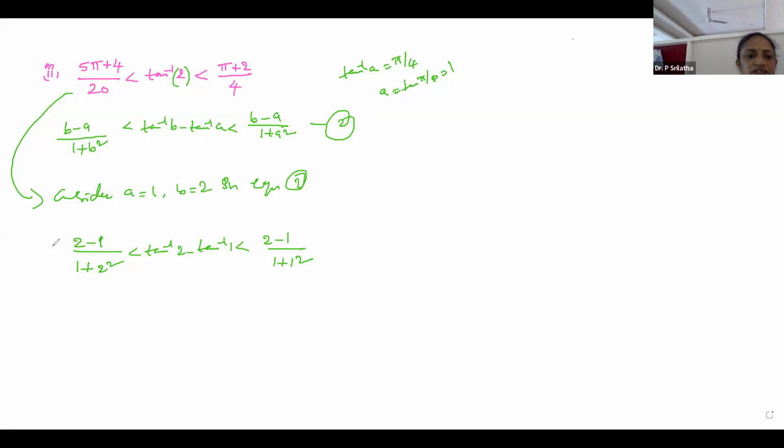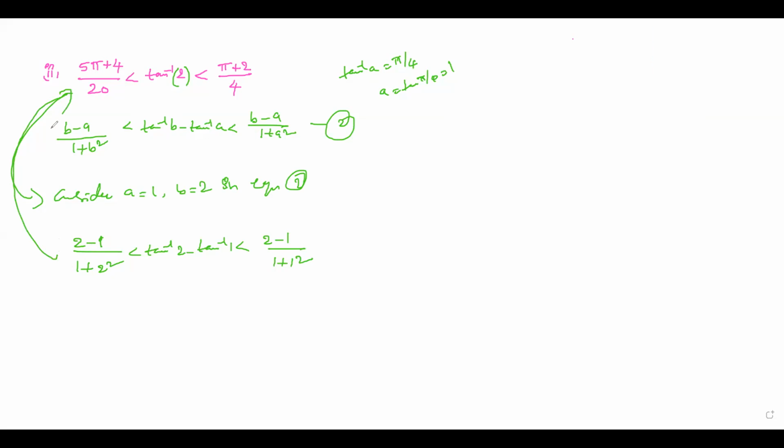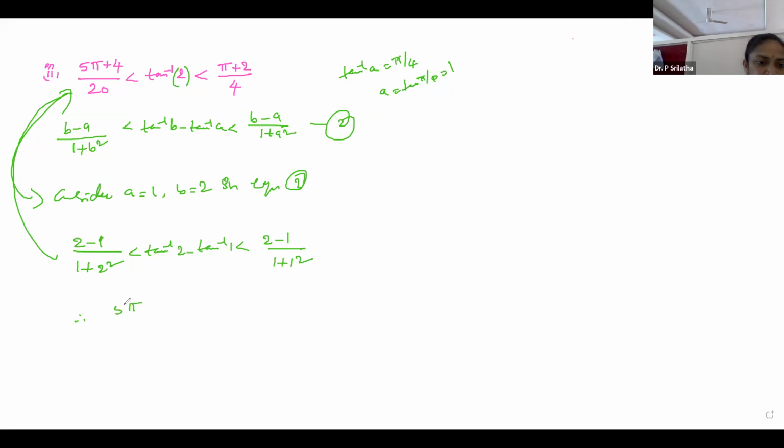So if we simplify, does this same thing come or not? Yes, ma'am. Okay, so hence proved. Therefore we get 5 pi by 4 divided by 20 is less than tan inverse 2 is less than pi plus 2 by 4. So hence proved, isn't it?